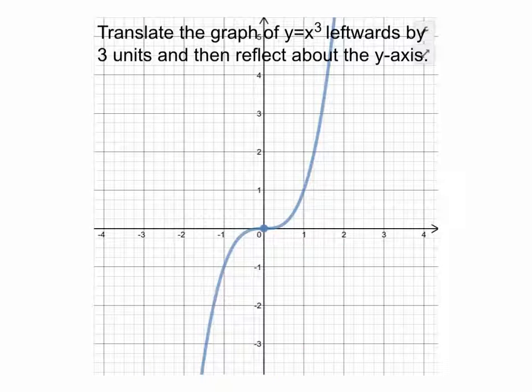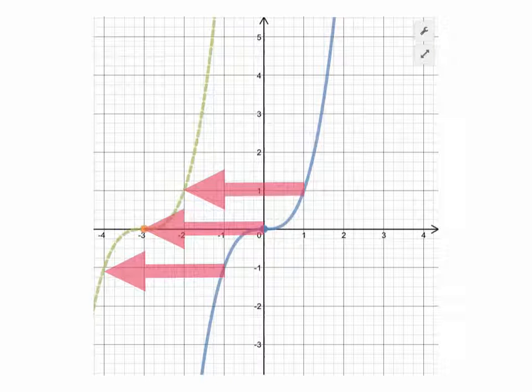Example 3. Translate the graph of y equals x cubed leftward by 3 units, and then reflect about the y-axis. So firstly, we move the graph to the left by 3 units. So it will look like this. Then the image is reflected about the y-axis. So it will look like this.